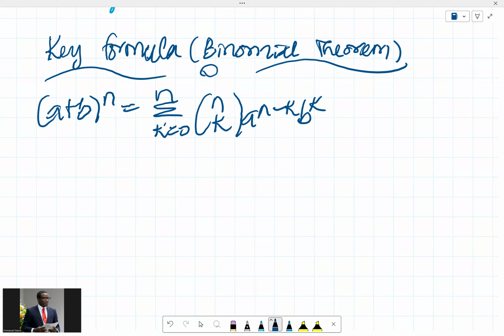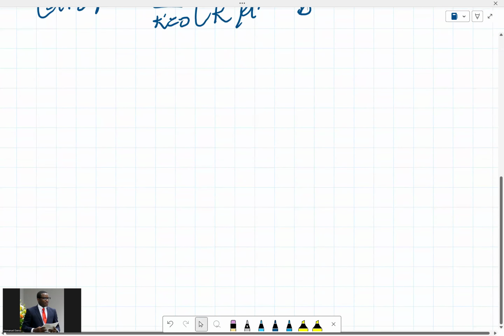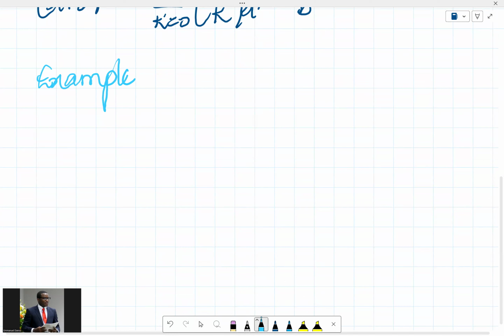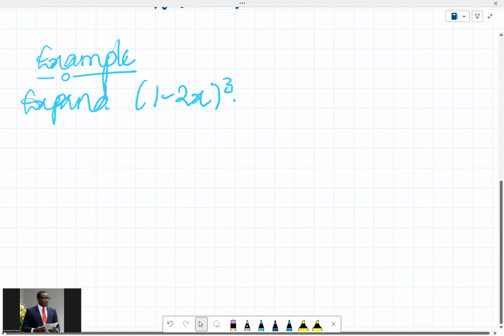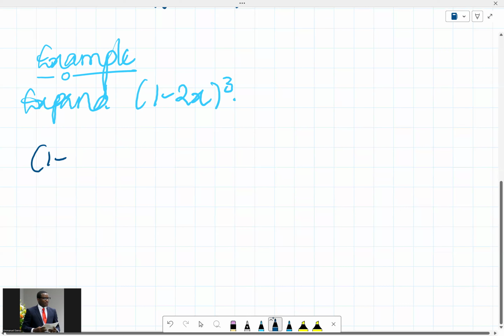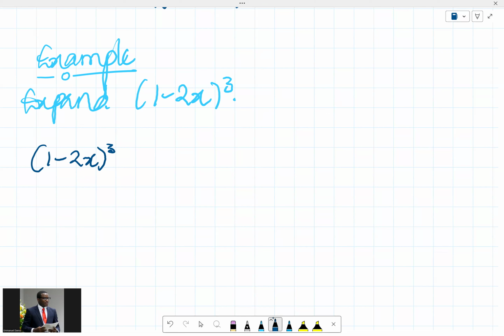So that's that. Now, can we use this to deal with a situation? Imagine this example where we need to expand 1 minus 2x raised to power 3. So that's what we need to do. And of course, just like we already know, by now we have all the tools we need. So we can use the formula, right? Just like what we've done now. And that is simply this.